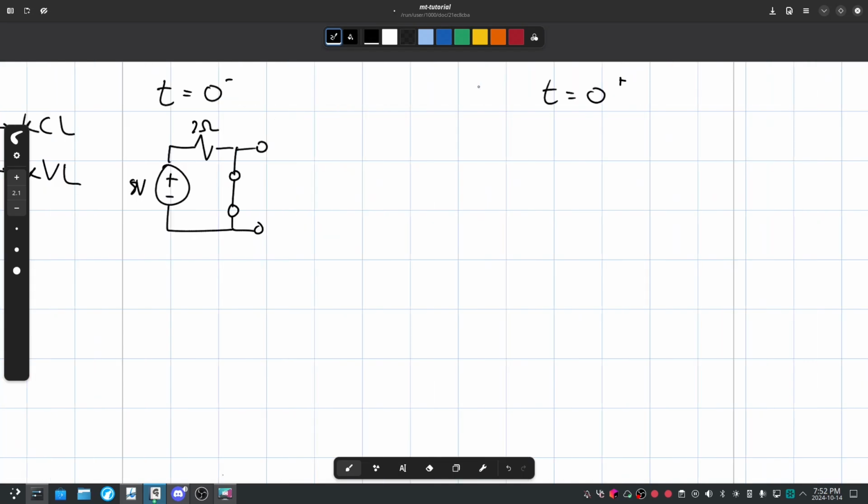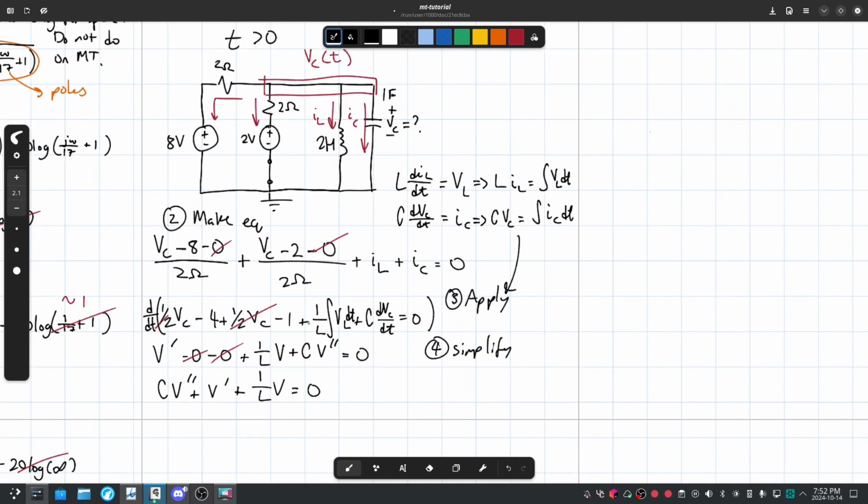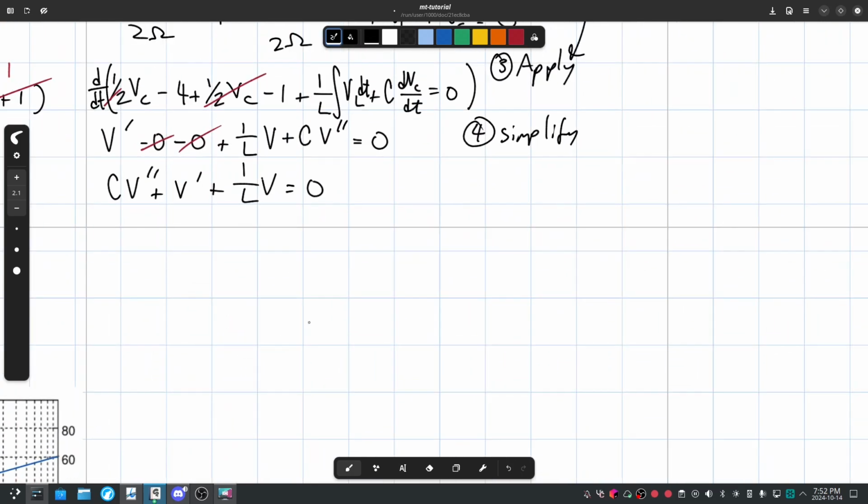Okay. Don't we find our characteristic equation first? You can. It doesn't really matter. Sure, let's find the characteristic equation first. So, we have, what's that? Our capacitance is 1 farad, so we're going to have V double prime plus V prime plus 1 over 2, because our inductance is 2, if I'm correct. Yes. V is equal to 0.